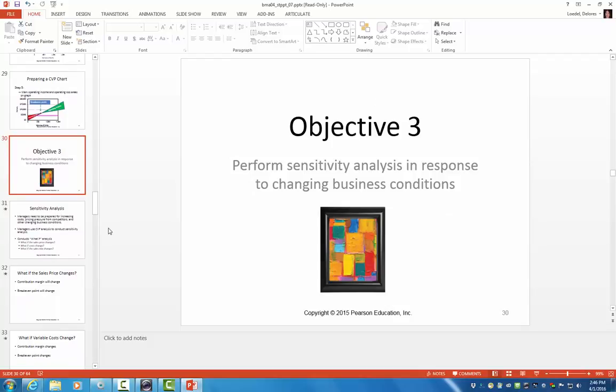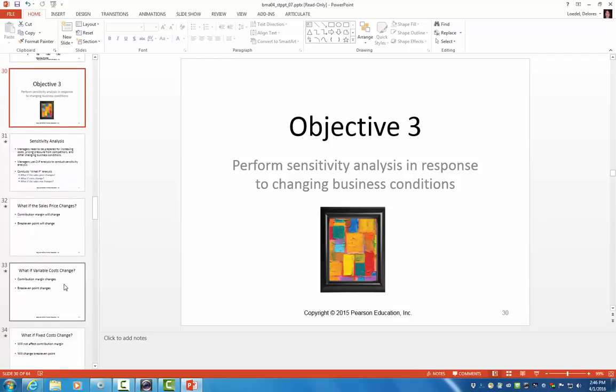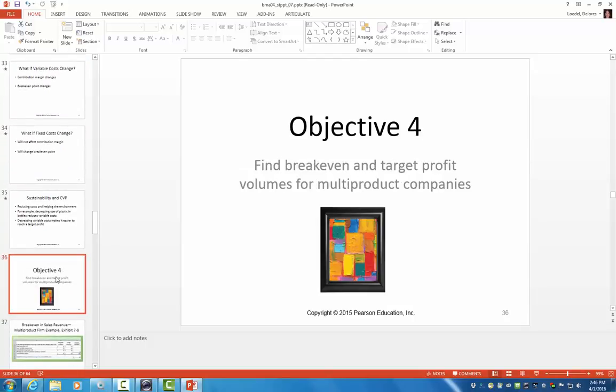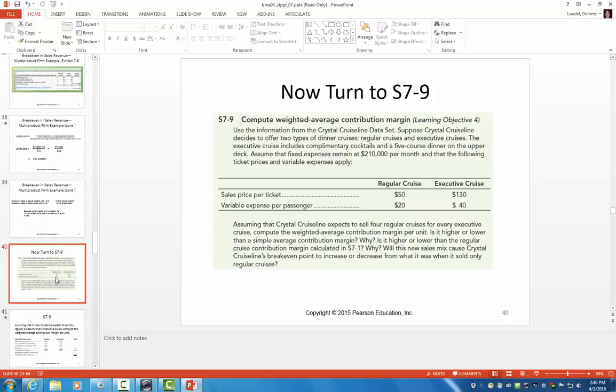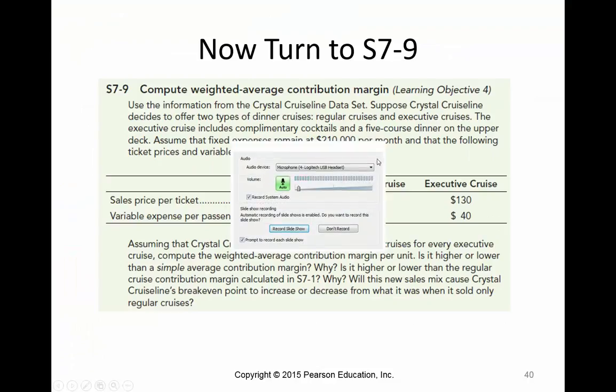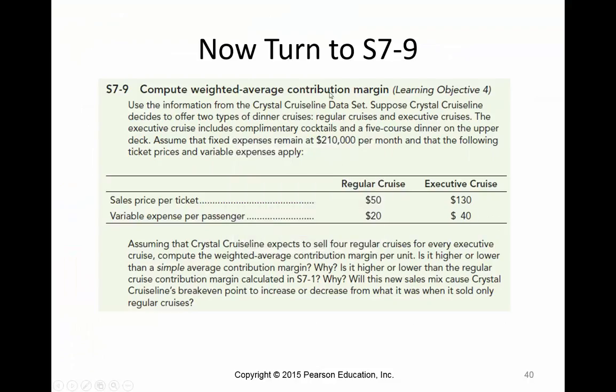Objective 3. We can perform sensitivity analysis in response to changing business conditions. Objective 4. Find the break-even and target profit volumes for multi-product companies. Okay, so let's go through an example of that. That is S7-9. Once again, we're going to use some of the same data sets that we had before, same set of information. This time we have two different cruises. We have a regular cruise and we have an executive cruise.